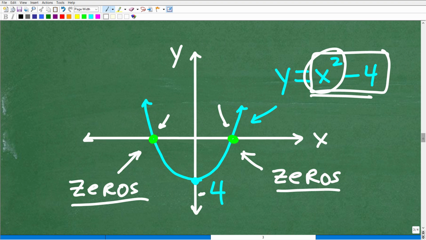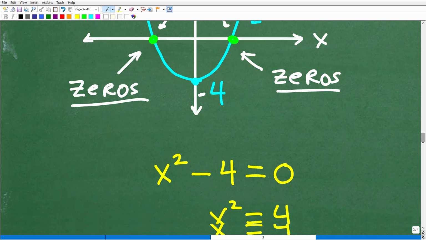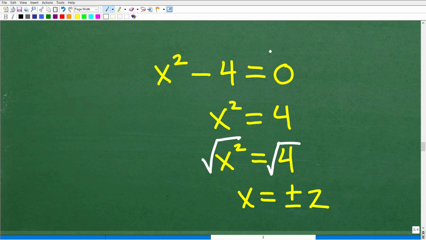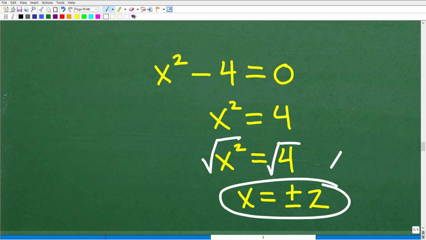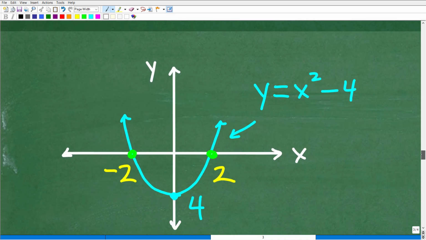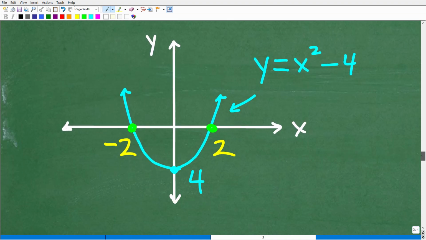So let's solve this basic equation right now. We have x squared minus 4 is equal to 0. Super easy. I'm going to move that 4 to the other side. So I have x squared is equal to 4. Take the square root of both sides. You have x is equal to positive or negative 2. These are the locations of my x-intercepts. These are my roots or zeros or actual solutions to this quadratic equation.